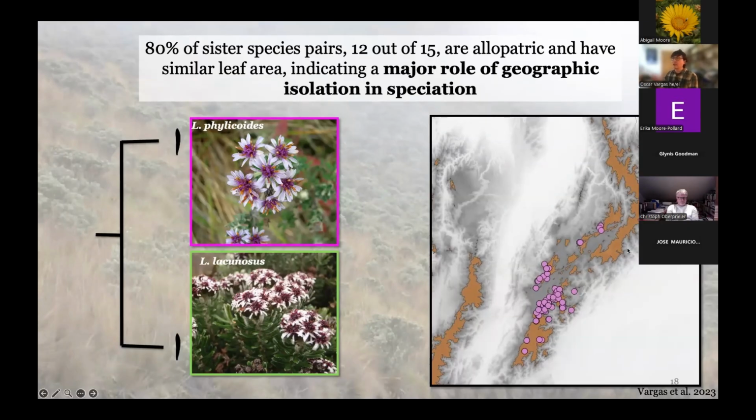And this is a clear example of this. These are sister species, the first one in the table, Linochilus phylicoides and lacunosus. They're very similar to each other. They live in different islands. Lacunosus only lives here; phylicoides is more widespread. We don't find a significant difference in the leaf area, but they live in different places, indicating that there is a major role of geographic isolation in speciation here.